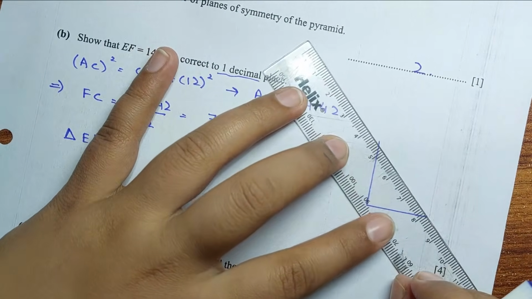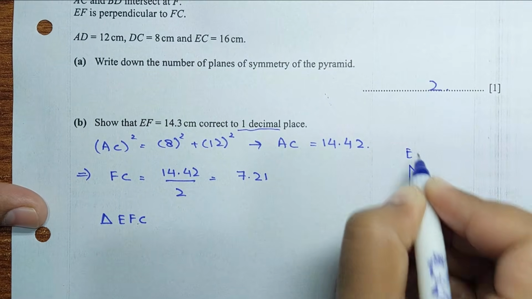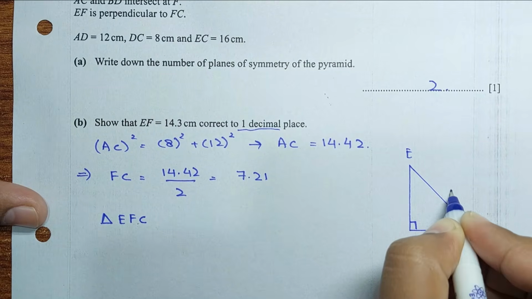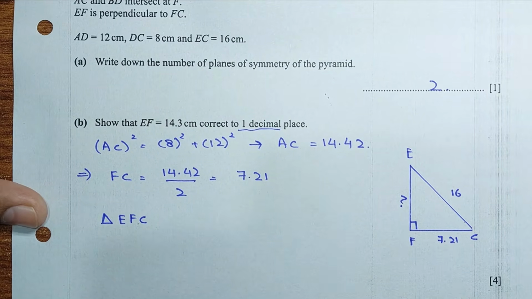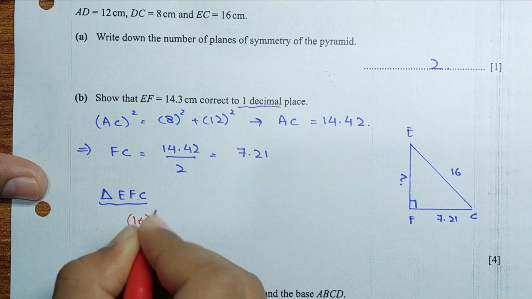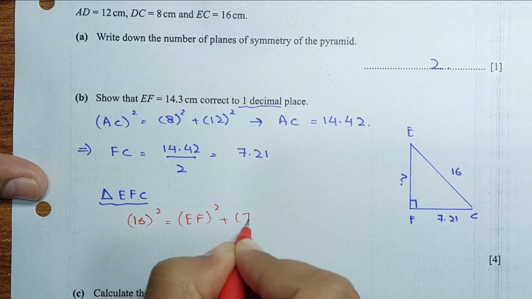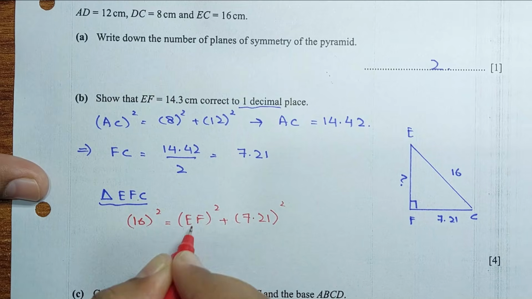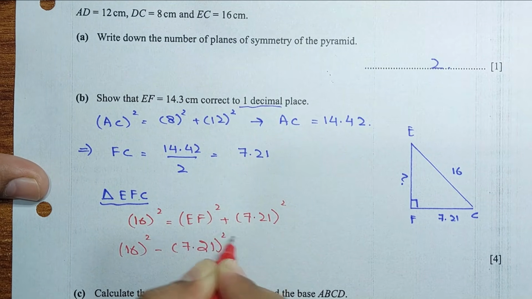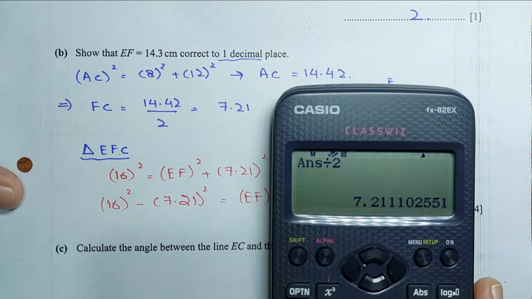Okay, so this is E, the right angle is at F, and we have C. We got FC 7.21 and this is 16. We have to find this length. Okay, apply the Pythagoras theorem over again. 16 square, the hypotenuse, equals EF square plus 7.21 square. So what is EF? 16 square minus 7.21 square. This would be EF square. And then the square root, we will get the answer, right?